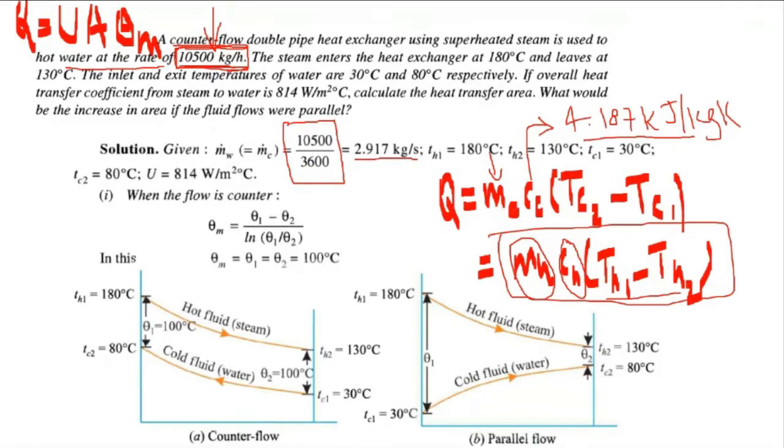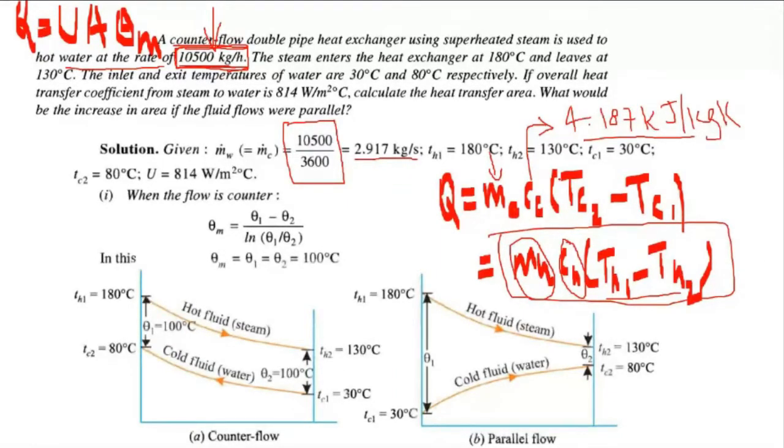So H is denoted for hot fluid and C is denoted for cold fluid. Here, the hot fluid is steam. It is not water.